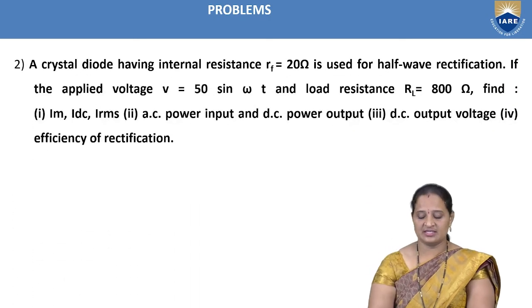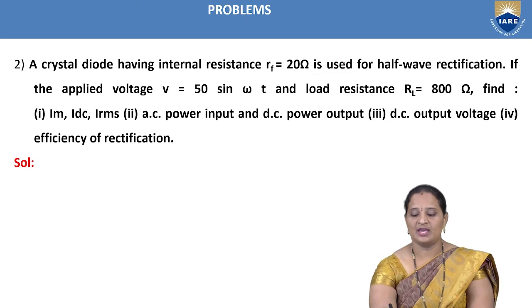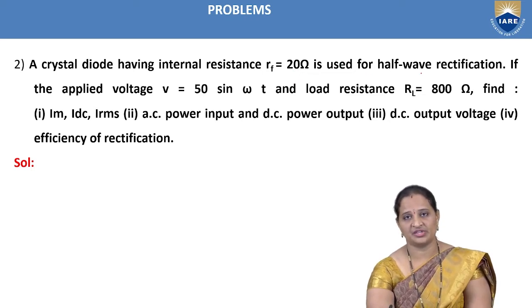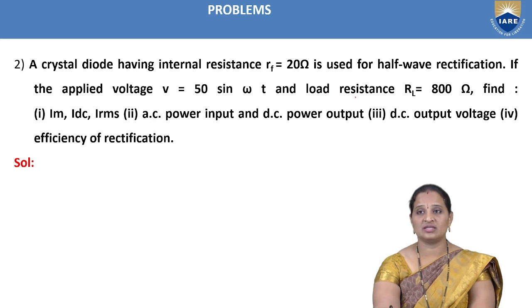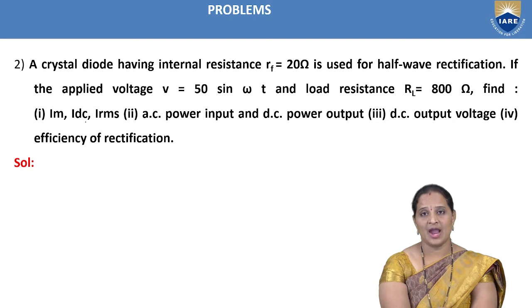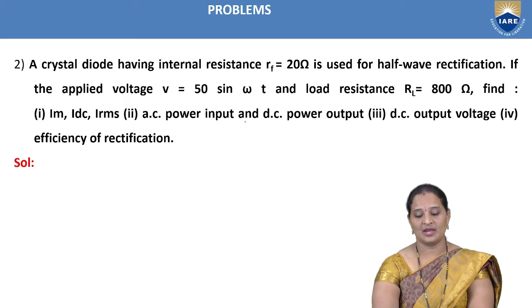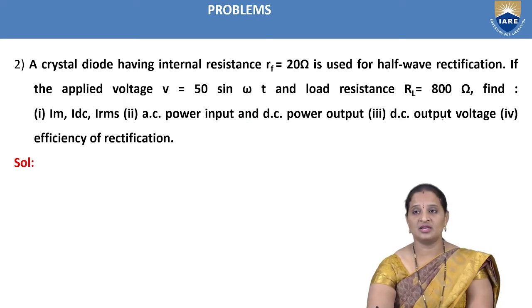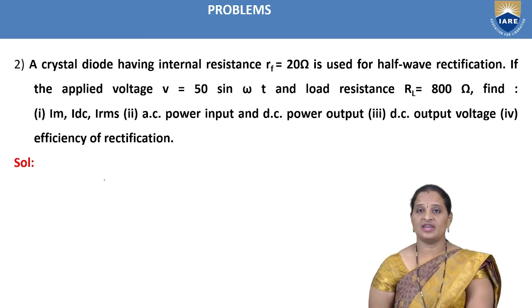Next, let us take the second problem. A crystal diode having an internal resistance RF of 20 ohms is used for half wave rectification. If the applied voltage V is equal to 50 sin omega t and load resistance RL is equal to 800 ohms, find Im, IDC, IRMS; the second part is AC power input and DC power output; the third is DC output voltage; and the fourth is efficiency of rectification.